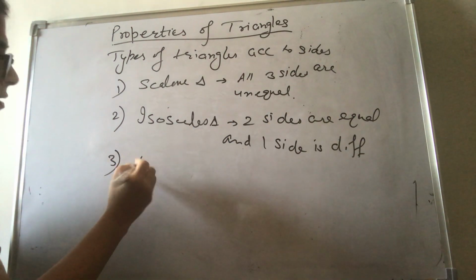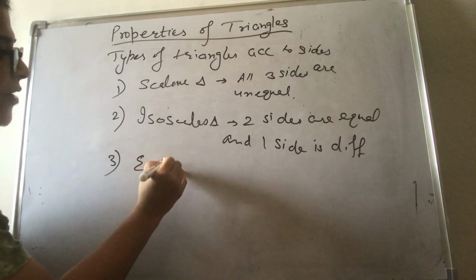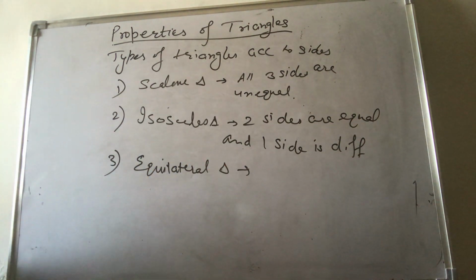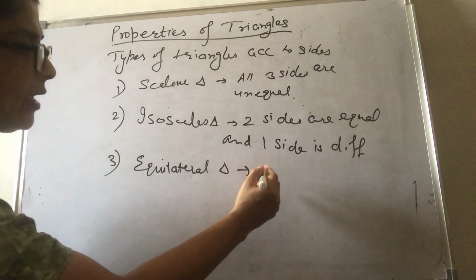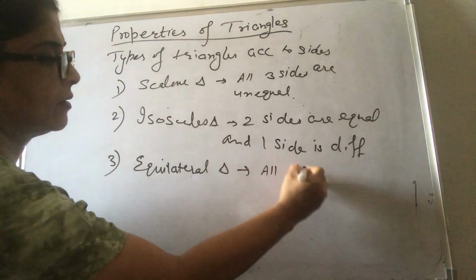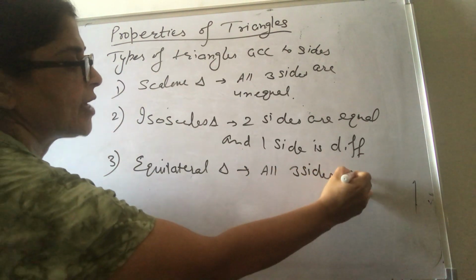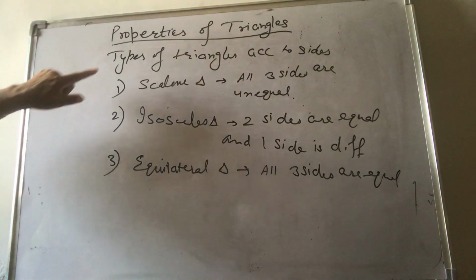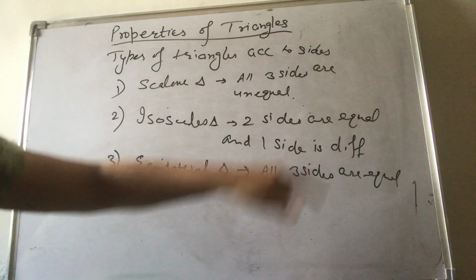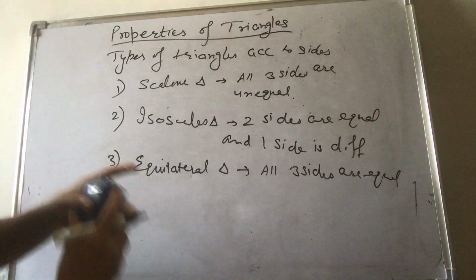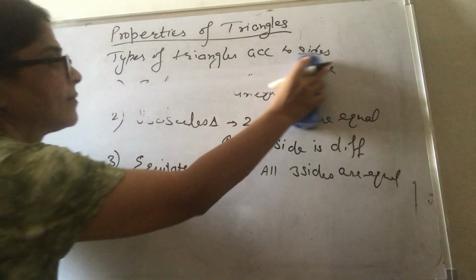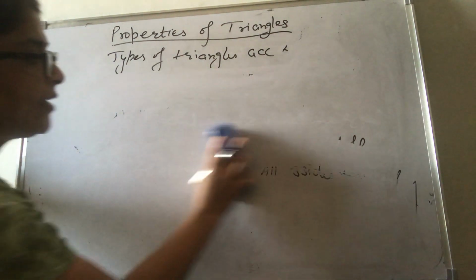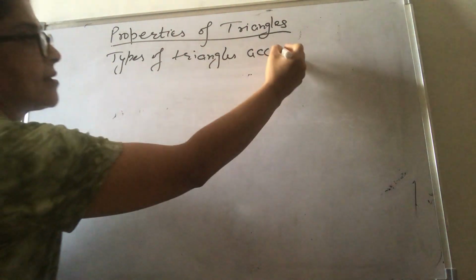The third one is equilateral triangle. The triangle in which all three sides are equal. That is types of triangles according to the sides. Now the next is types of triangles according to angles.